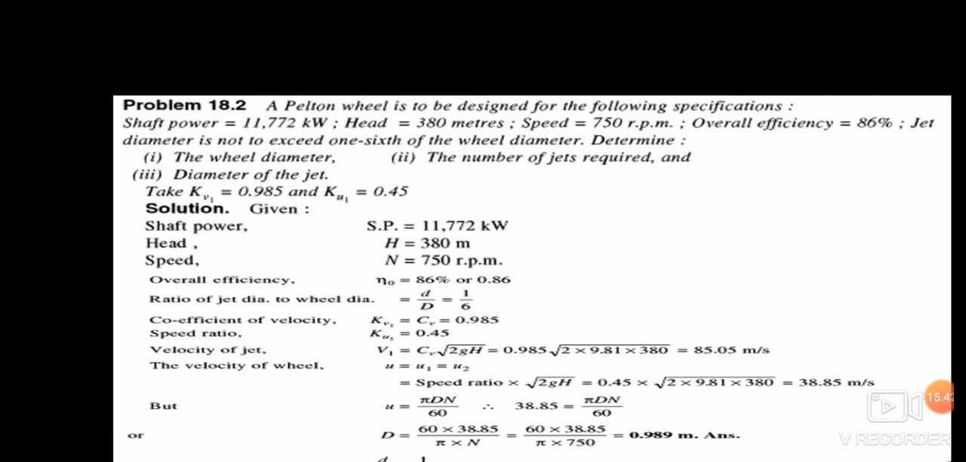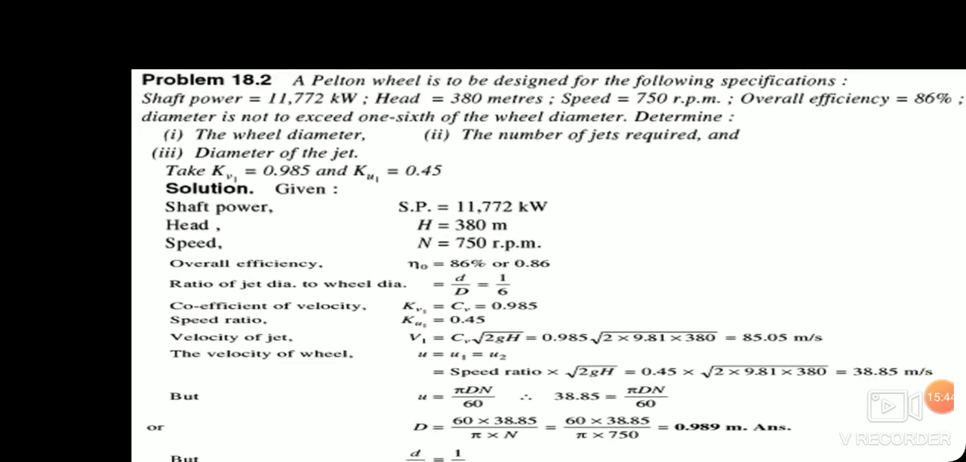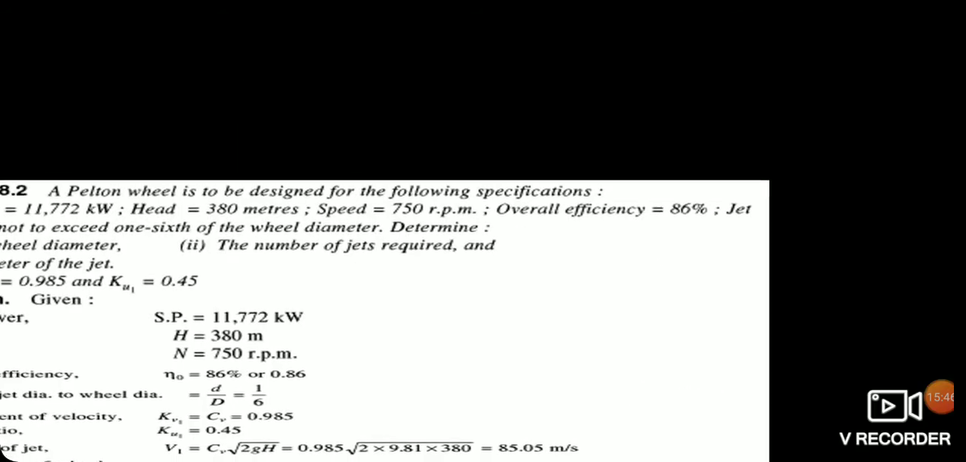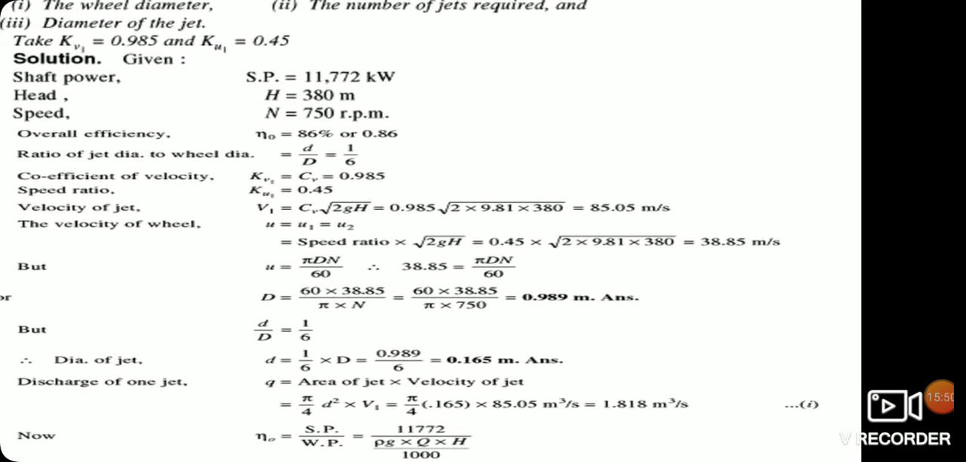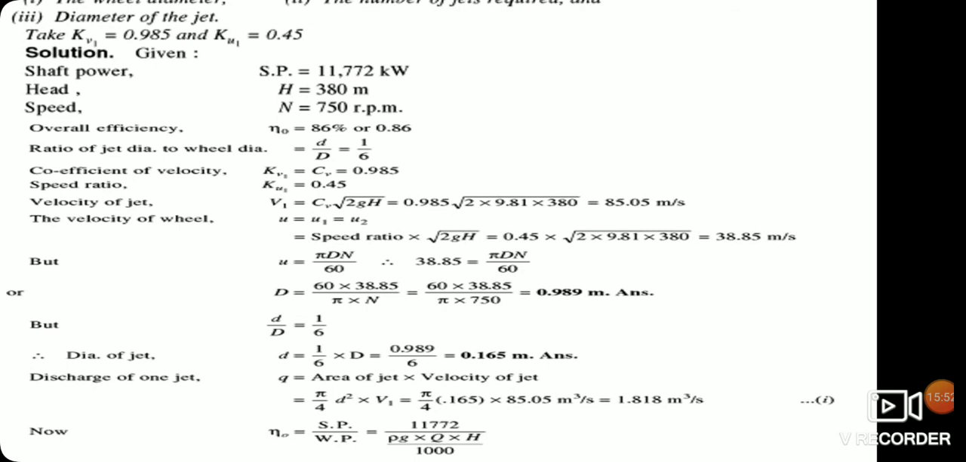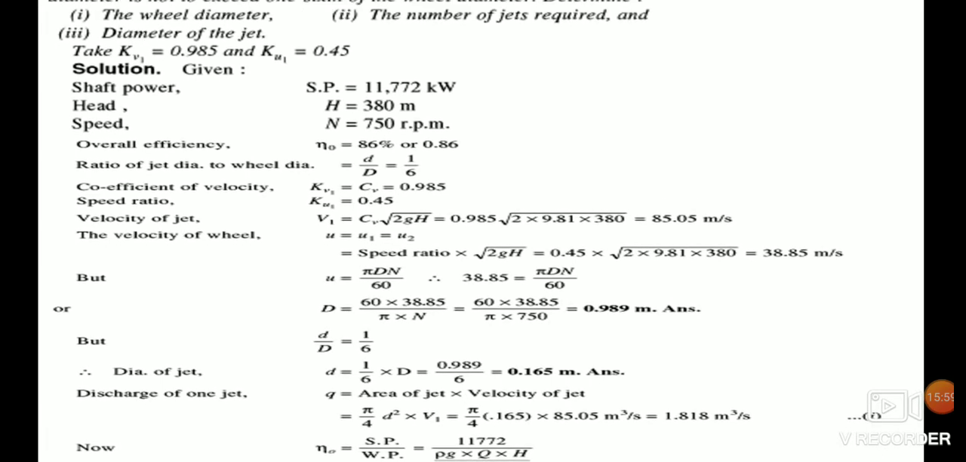So we know all the formulas. Therefore, what is given we will write here in the given data. The shaft power is equal to 11.772, it is given. Then they have also given the speed ratio and velocity ratio, 0.9 Cv. Then H is equal to 380 meter, that is the head. N is equal to 750 rpm. Overall efficiency, eta overall, is 0.86.